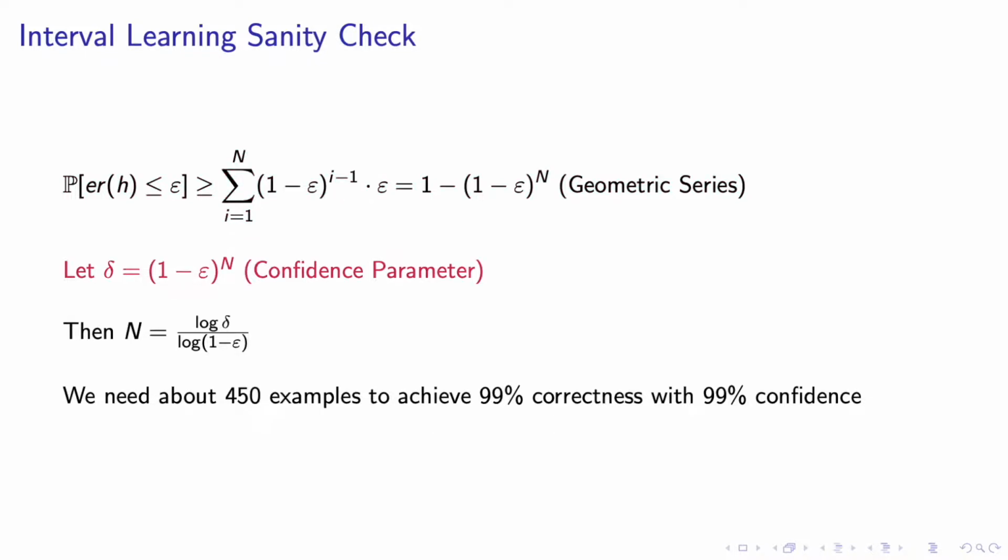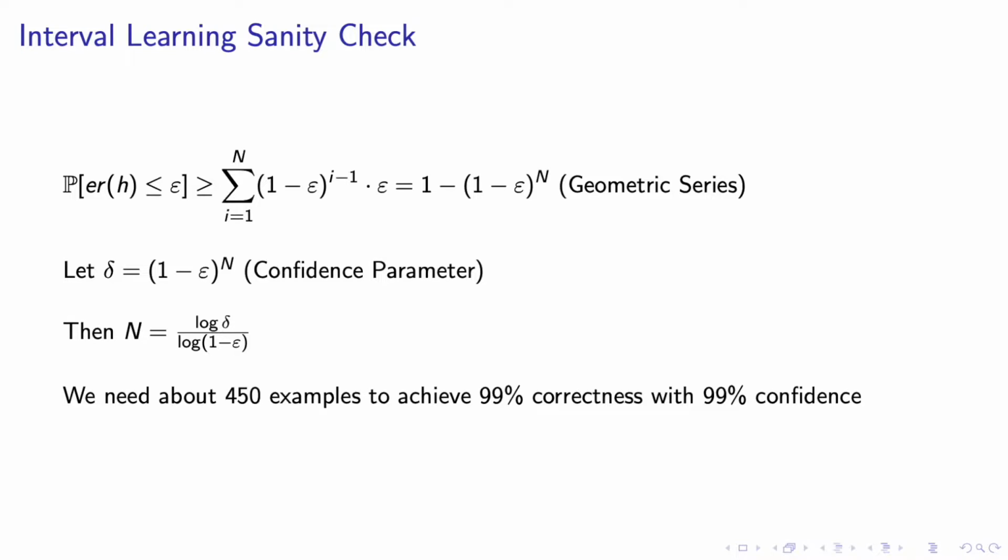Let delta equal 1 minus epsilon to the n be our confidence parameter. Making delta small increases our confidence that the hypothesis is good. Solving for n, we can determine that we have to see about 450 examples in order to get 99% correctness with 99% confidence. This is very useful to know because it tells us how much training data we need in order to achieve a good result.